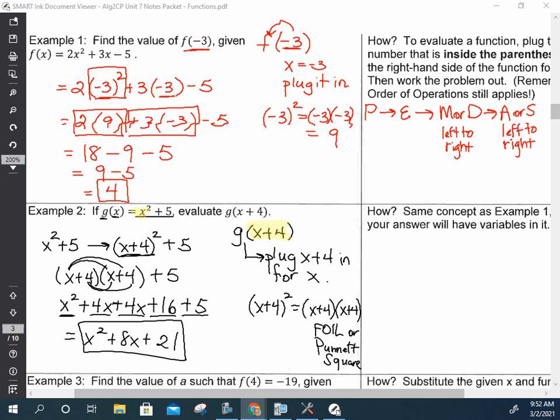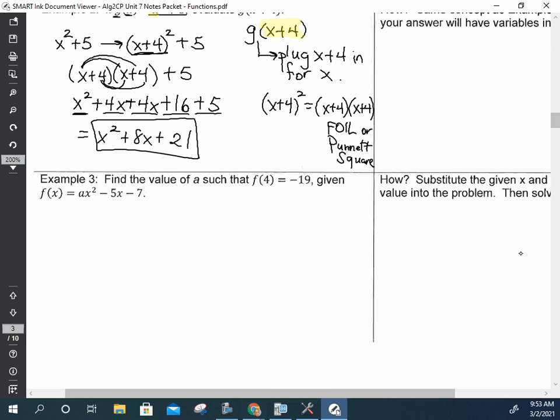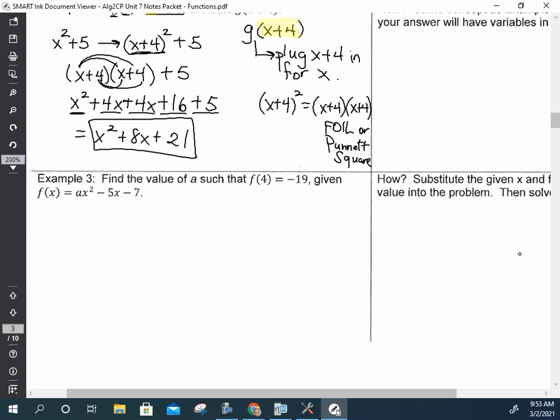Example 3 is a little bit more of an application. Find the value of a such that f of 4 equals negative 19, given f of x equals ax squared minus 5x minus 7. So remember, f is the name, x is the variable, the part on the right-hand side is the actual function.